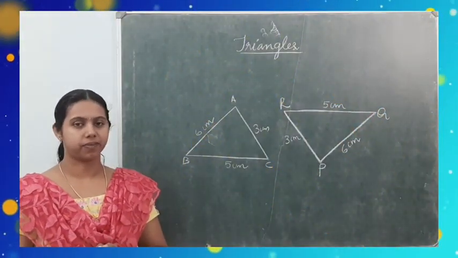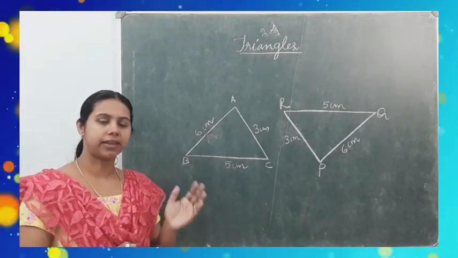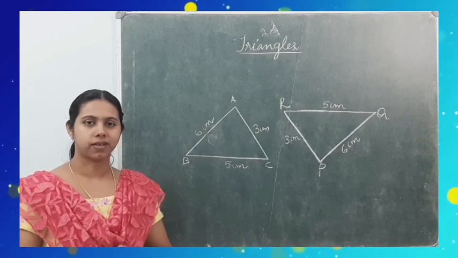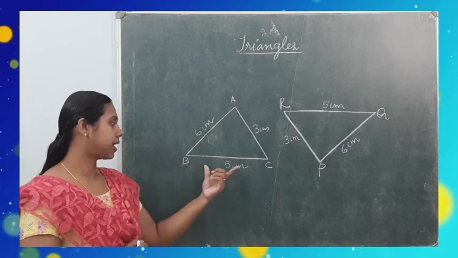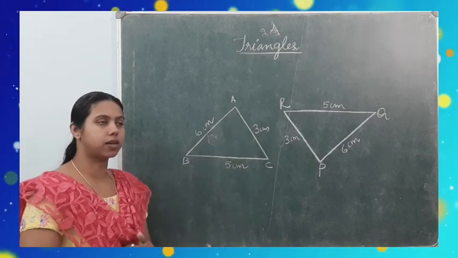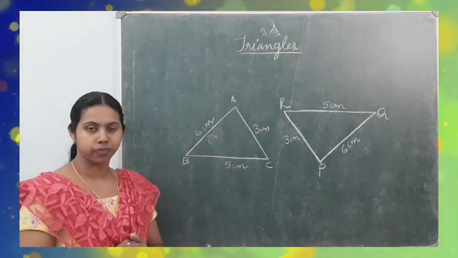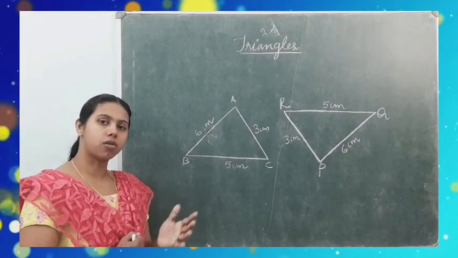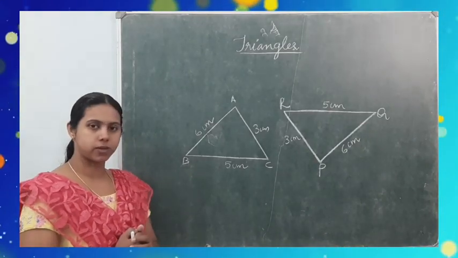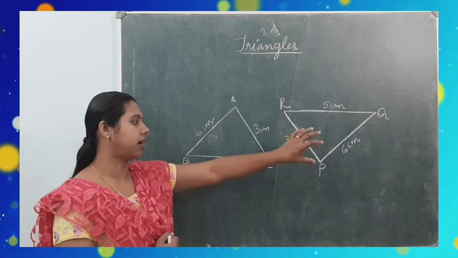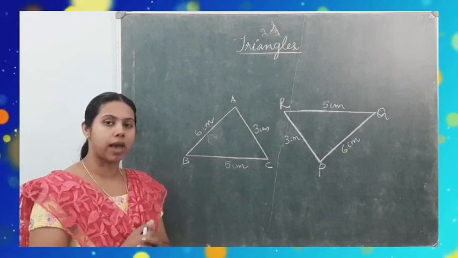Consider one more example. Triangle ABC and triangle PQR. Are they congruent? Here the side AB is equal to 6 centimeters, side BC is equal to 5 centimeters, AC is equal to 3 centimeters. When you observe triangle PQR, you can see the same measurements. So we can say that they are congruent. They have the same shape and same size. So check the correspondence once more. When you take triangle PQR and keep it on triangle ABC, do they overlap each other?